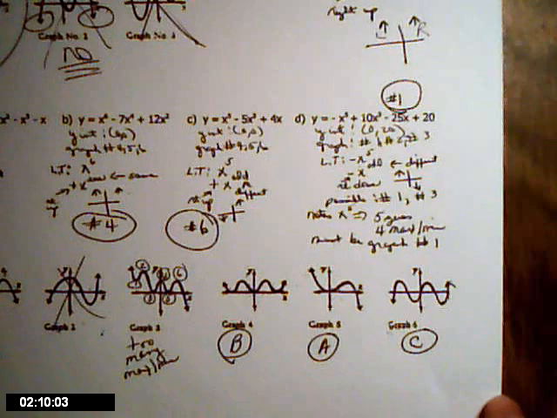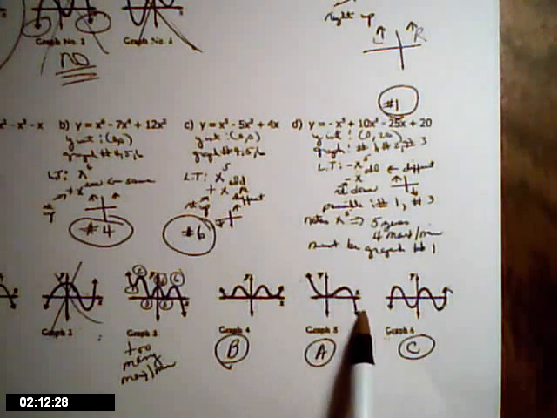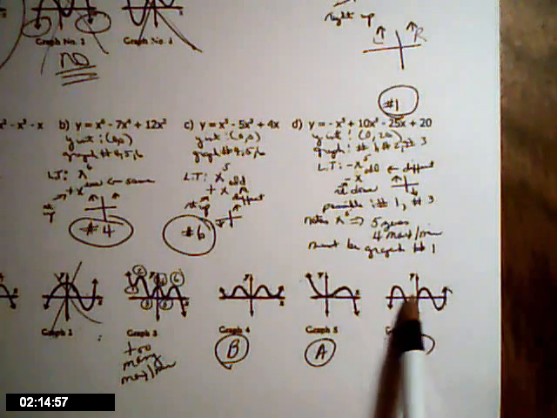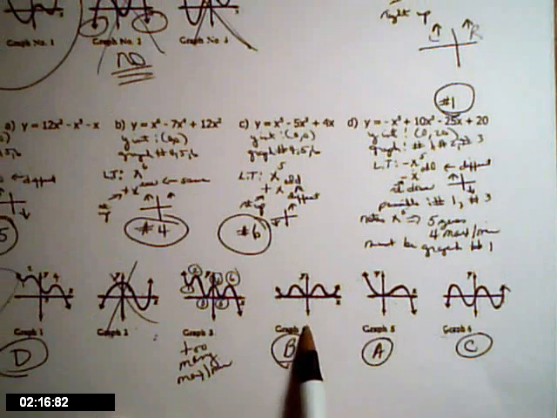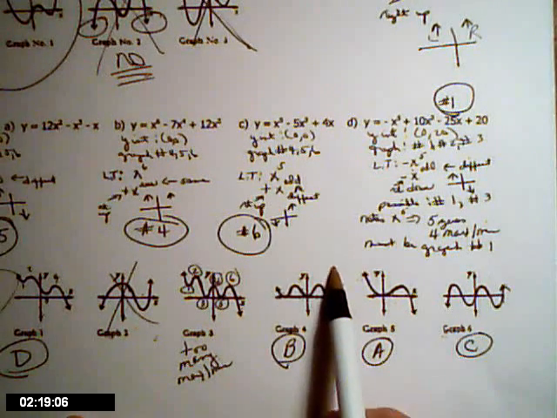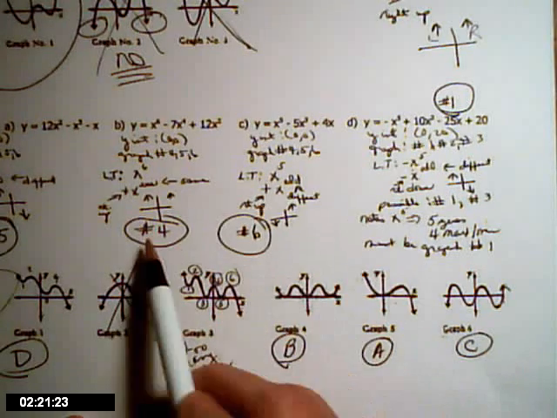Now let's look at 4, 5, and 6. 5 is up and down, not it. 6 is down and up, not it. If you look at 4, up and up. So equation B goes with graph number 4.